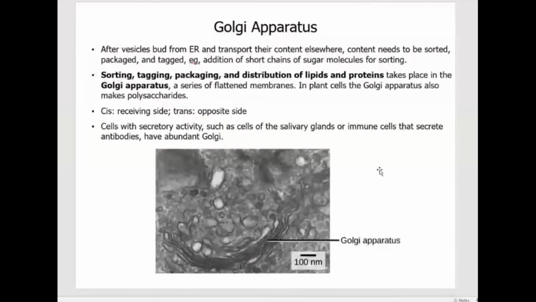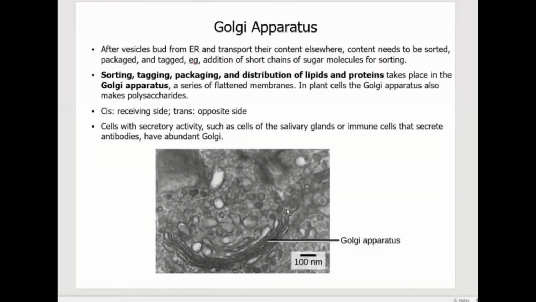Let's come here. After the vesicles bud off from the ER, there are some modifications. Now these molecules need to be sorted, packaged, and tagged. Tagged just means it's like the labels that you put on a package. With that label, you know where to send your package. In this case, the cell would know where to send those molecules. So this is what the Golgi apparatus does. Multiple functions, very important. They're like the UPS or the USPS: sort, tag, package, and distribute.